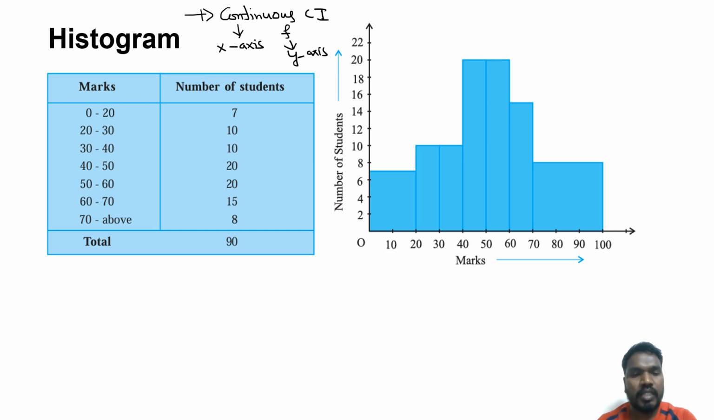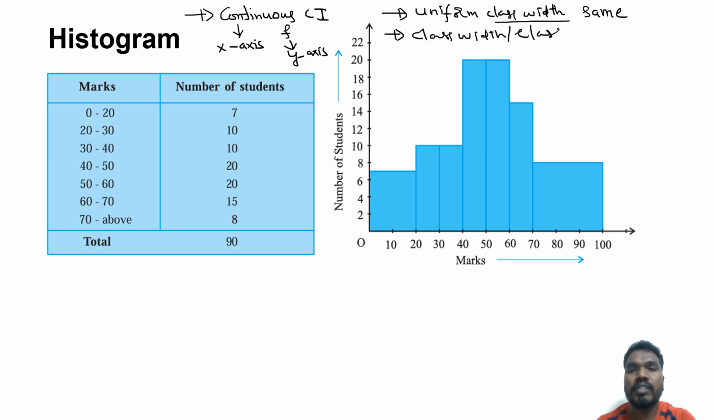Clear? In the previous session I said histograms can be of two types. One is having uniform class width. That means throughout all the class intervals, your class size or class width will be the same. The second type of histogram is where the class width or class size will be different.